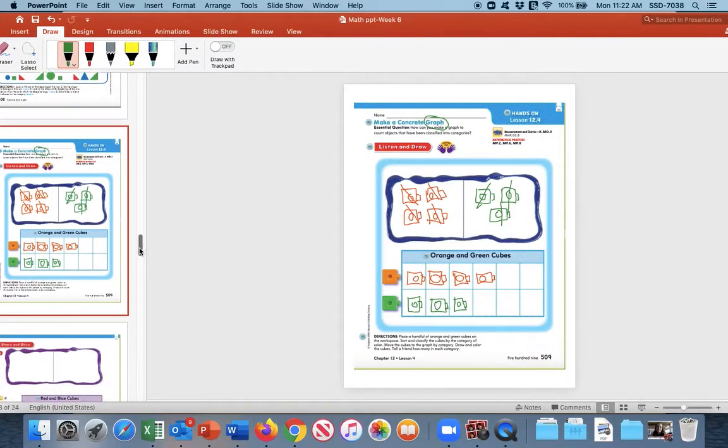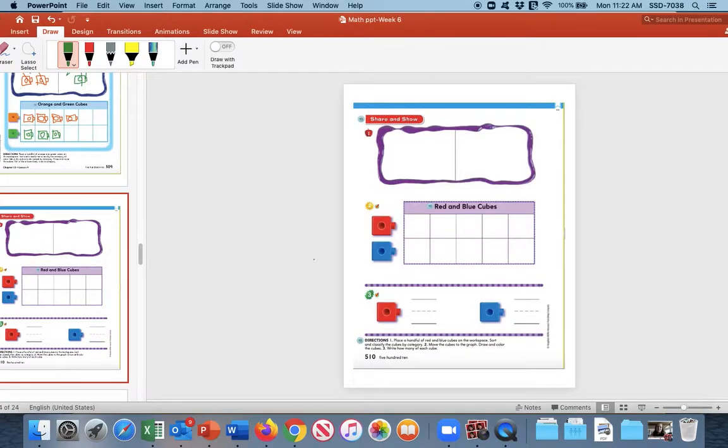Excellent. Now we're going to go ahead and move on to the next page. So now we're going to be working with red and blue cubes on this page, and we're going to do very similar to what we just did. It says place a handful of red and blue cubes on the workspace. We are unable to do that. So it says to move the cubes to the graph. So I am just going to pick a number at random.